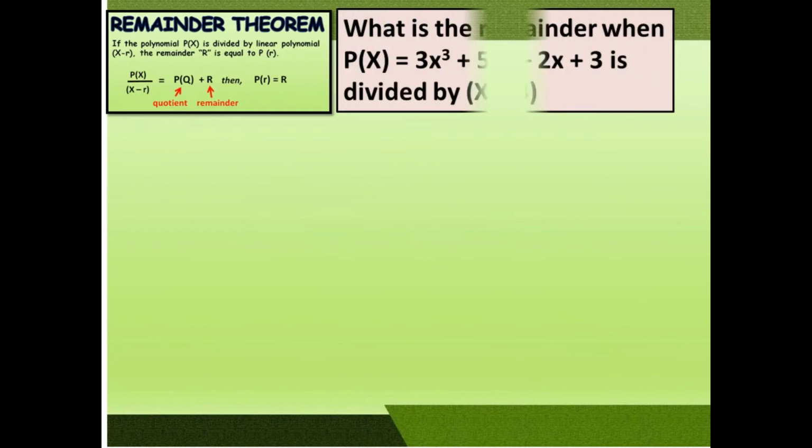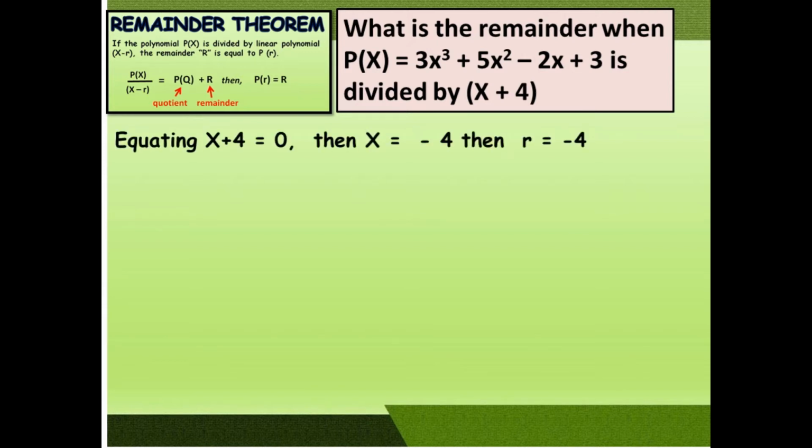So, example, what is the remainder when p of x equals to 3x cubed plus 5x squared minus 2x plus 3 is divided by x plus 4? So if we're going to find r, small letter r, by following the steps on the synthetic division, we equate the divisor to 0. So it equals now to x plus 4 equals to 0. Then x equals to negative 4 by the property of equality. Then r is negative 4.